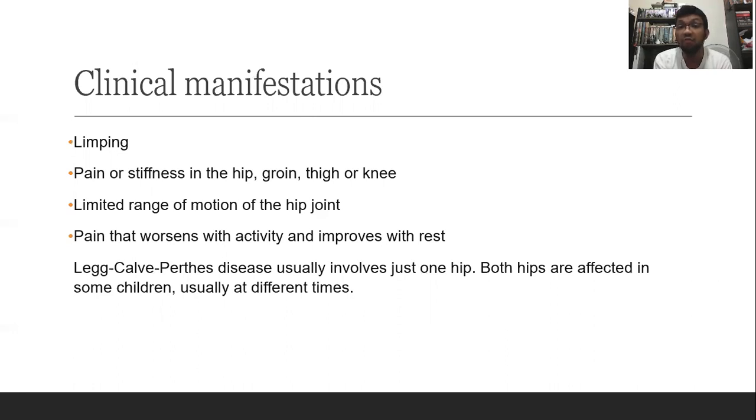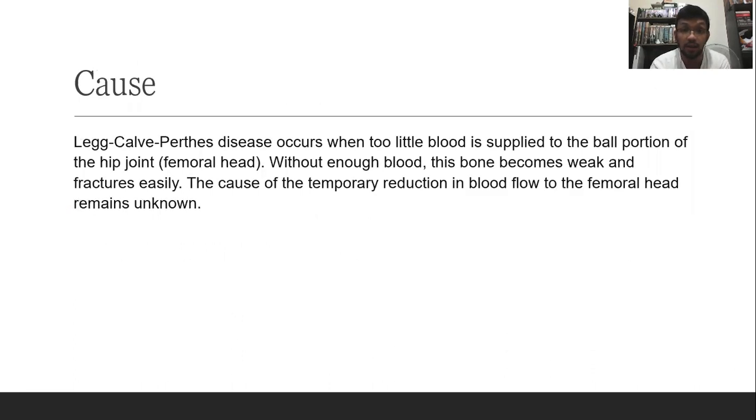Legg-Calve-Perthes disease usually involves only one hip, so it's unilateral. Both hips are affected in some children, usually at different times. But usually this one is unilateral. So for the cause, just to summarize, I've explained how this happens. The cause is unknown. Again, it is idiopathic. The description that I've given earlier is that there is interrupted blood flow to the femoral head. That's why it weakens, it dies, and it breaks off.